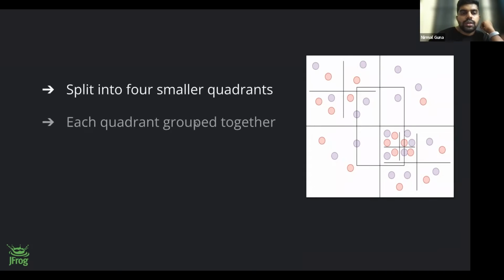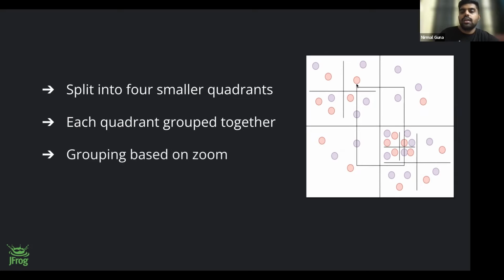Okay. Once a quadrant is split into 4 smaller quadrants, the points will be grouped closely together, and each quadrant can be grouped together. Suppose you group this quadrant together, these 2 points will be one marker, and these 2 points will be one marker. This is how the Quadtree concept works on a map.